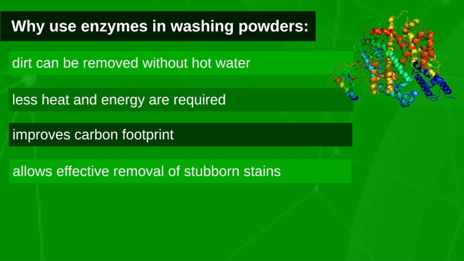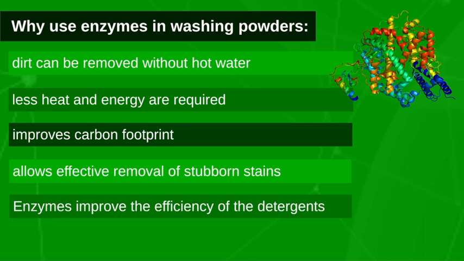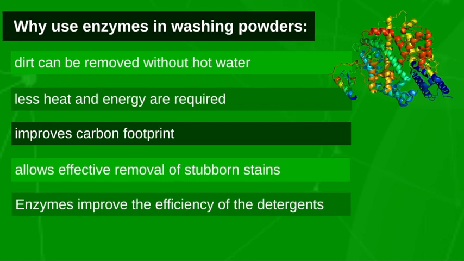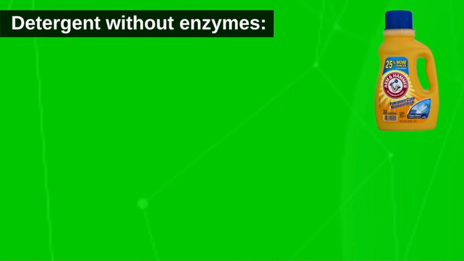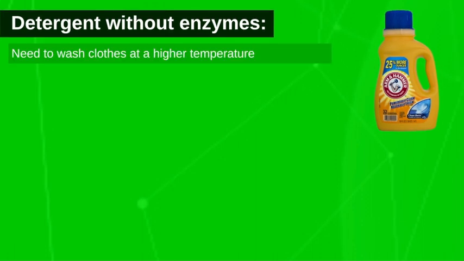As enzymes are catalysts which speed up the reaction, they improve the efficiency of detergents. What are the effects of using detergents without enzymes? Clothes need to be washed at high temperatures, which can lead to damage to the fabrics.